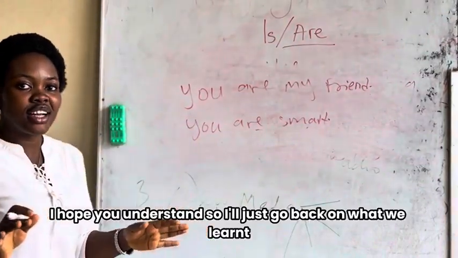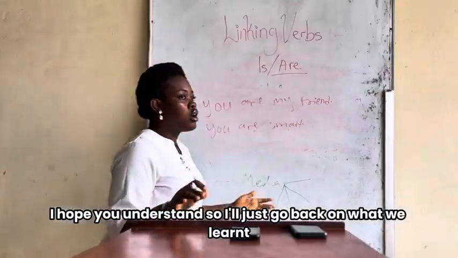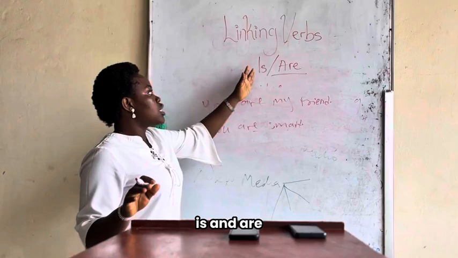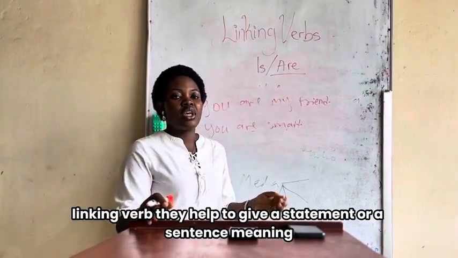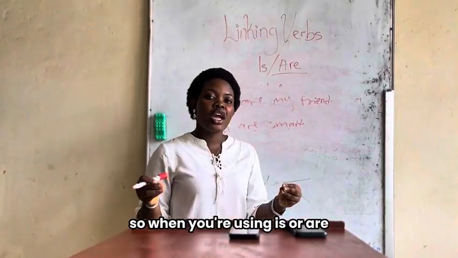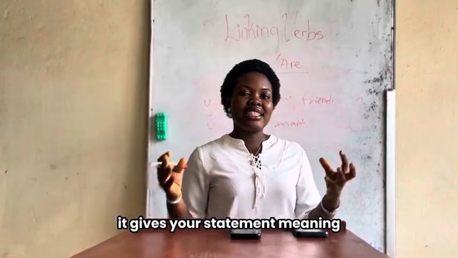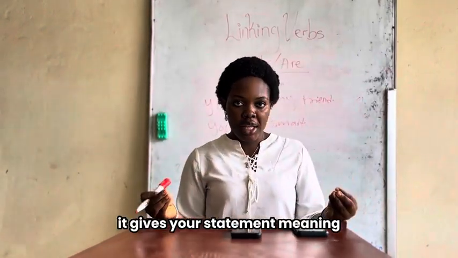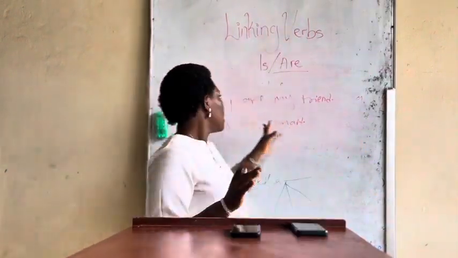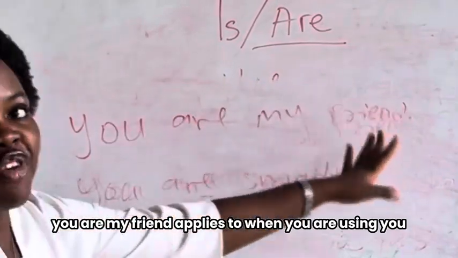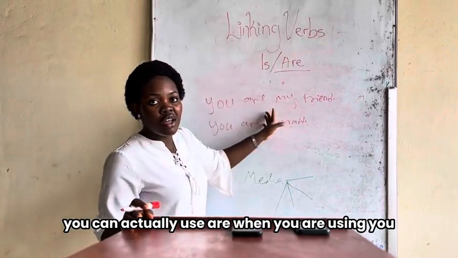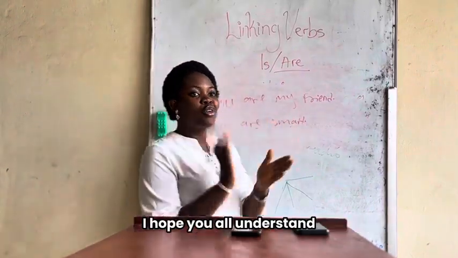I hope you understand. So I'll just go back on what we learned. We learned that is and are are linking verbs. They help to give a statement or a sentence meaning. So when you are using is or are, it gives your statement meaning. Hope you understand. So we are going to take this together. You are my friend applies to when you are using you. You can actually use are when you are using you.